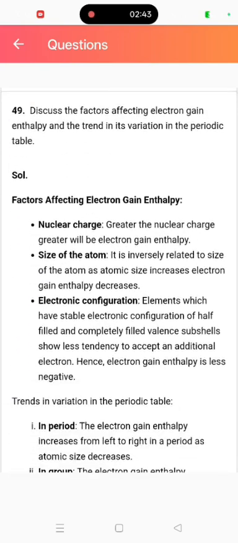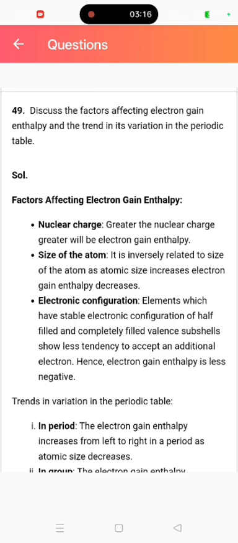Then, discuss the factors affecting electron gain enthalpy and the trend in its variation in the periodic table. See, what are the factors affecting electron gain enthalpy? First one is nuclear charge. Greater the nuclear charge, greater will be the electron gain enthalpy. Then the size of the atom. It is inversely related to the size of the atom. As atomic size increases, electron gain enthalpy decreases, because when the size increases, the electron gain enthalpy decreases.